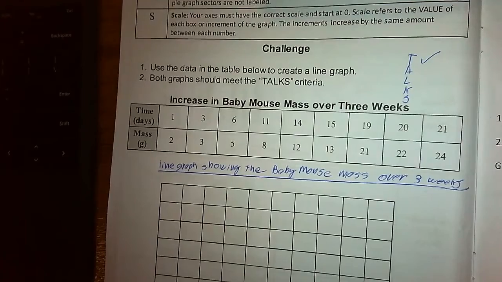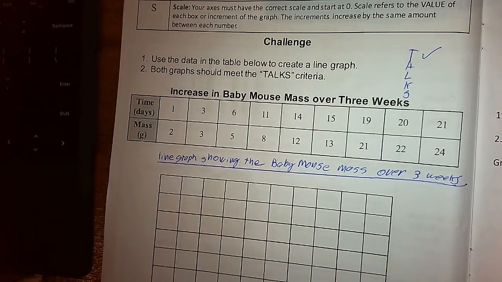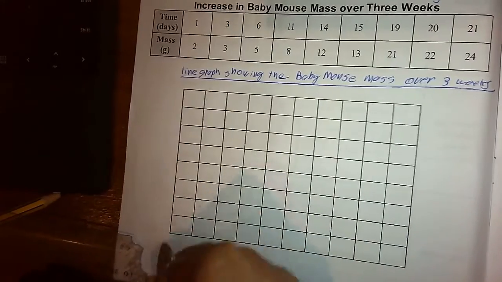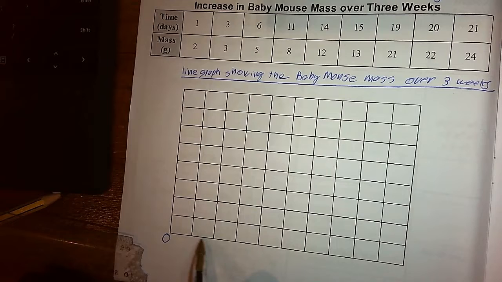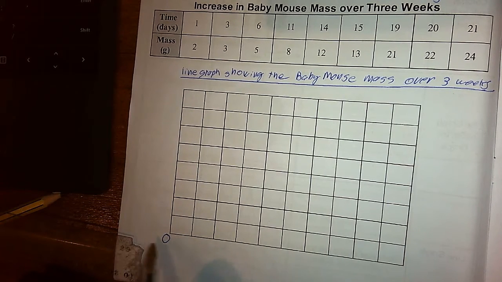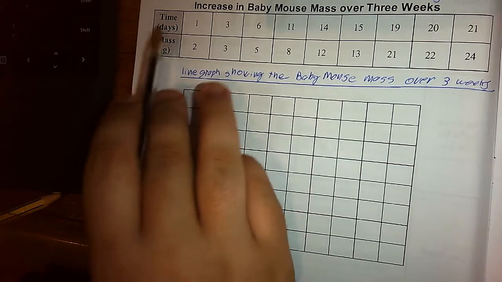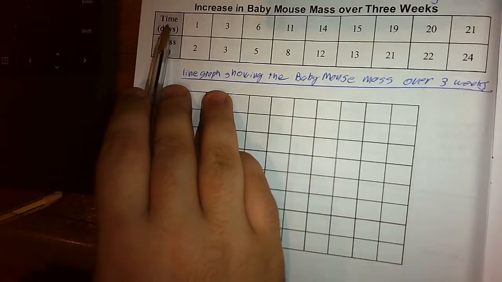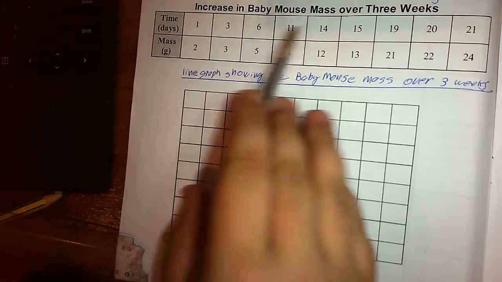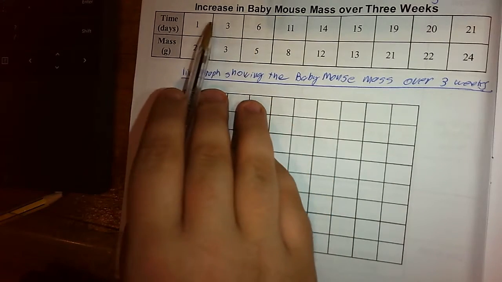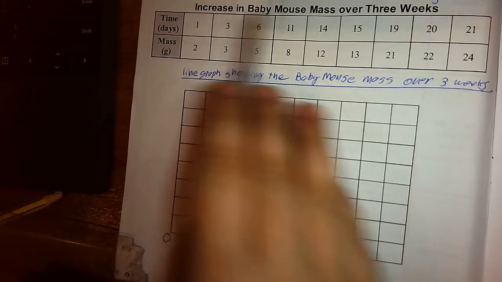The next thing that I need to do is the axes, and the axes need to start from 0. So this point over here is always going to be 0. Now I need to think, as I move across here, I need to be doing the independent variable. So the independent variable would be time, because that's the thing that we are changing. We're changing the time and then measuring the mass of the mouse. Now this goes from 1 to 21.